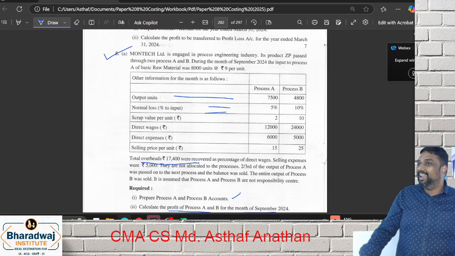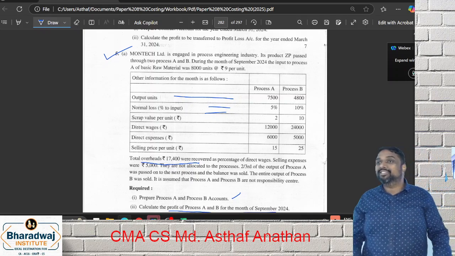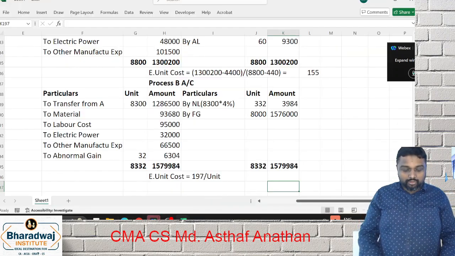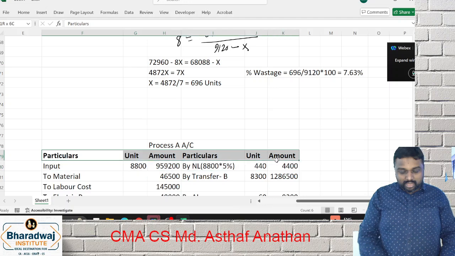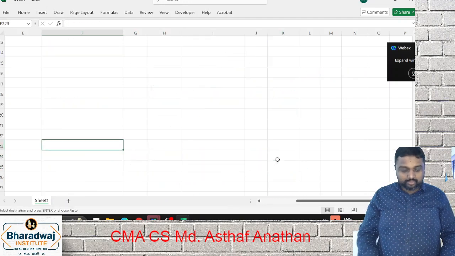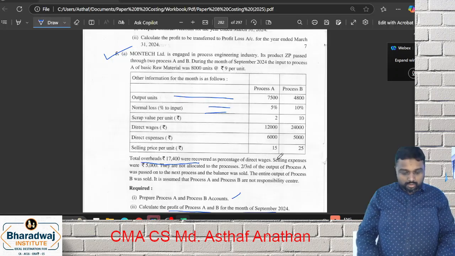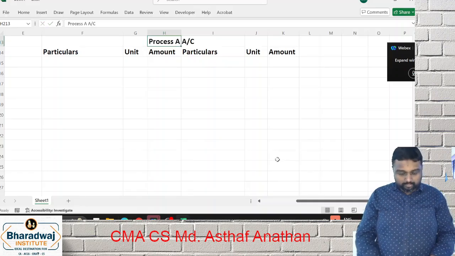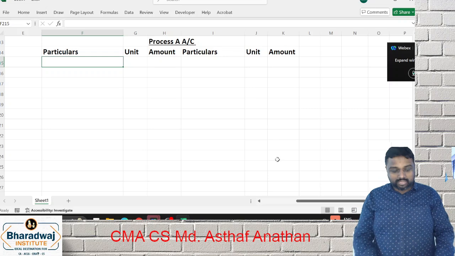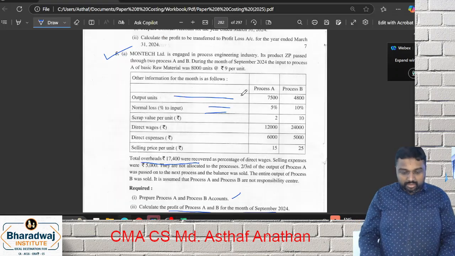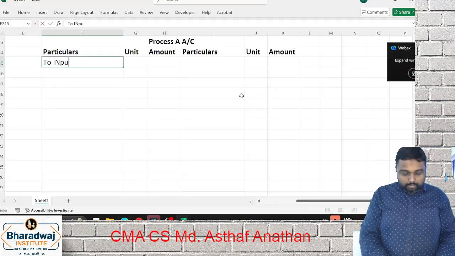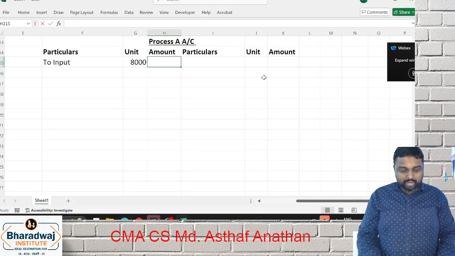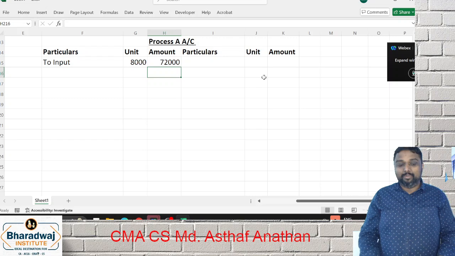Shall we start, friends? So we'll go with the first, process A account. I know all of you are ready. I am also ready. Let's start. We'll go for process A account. First, the input. What is the input? 8,000 units at 9 rupees.